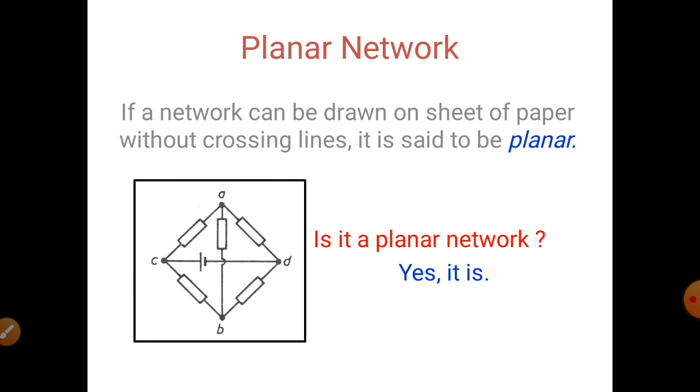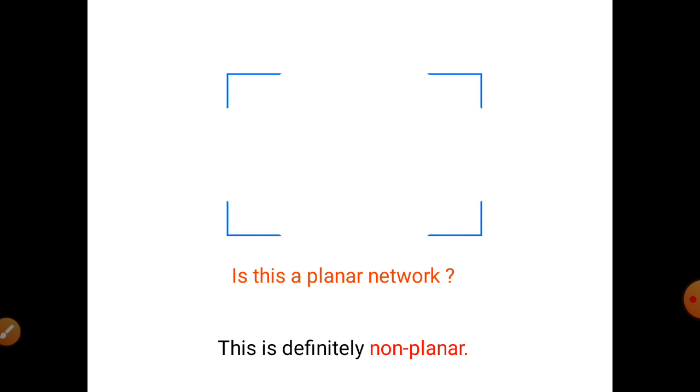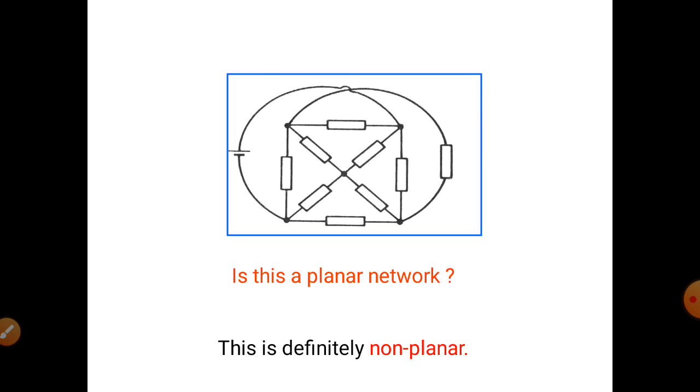And next one is planar network. A planar network is nothing but a network without any crossing lines. For example, is this a planar network or not? In this network there are no crossing lines, so this is a confirmed planar network. In the next example, there are 2 crossing lines available, so that network is a non-planar network.